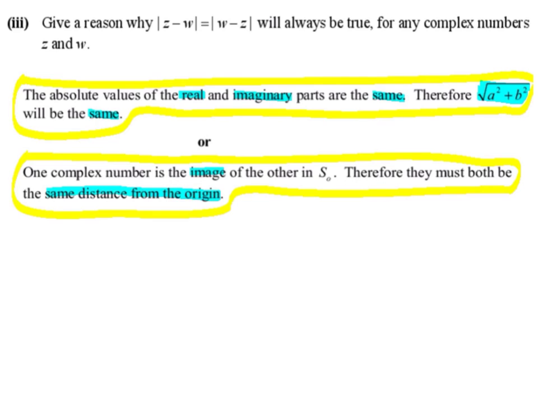So we can answer this in two ways. One way is by saying the absolute values of the real and the imaginary parts are the same. So that means the numbers regardless of the positive or negative signs. So the actual numbers are the same. Therefore, the square root of a squared plus b squared will always be the same.